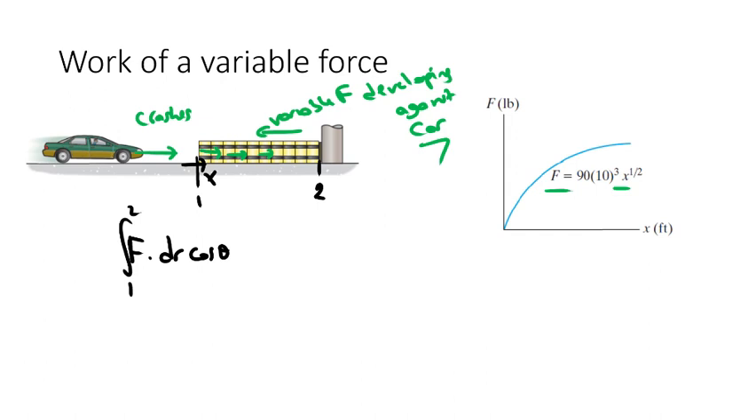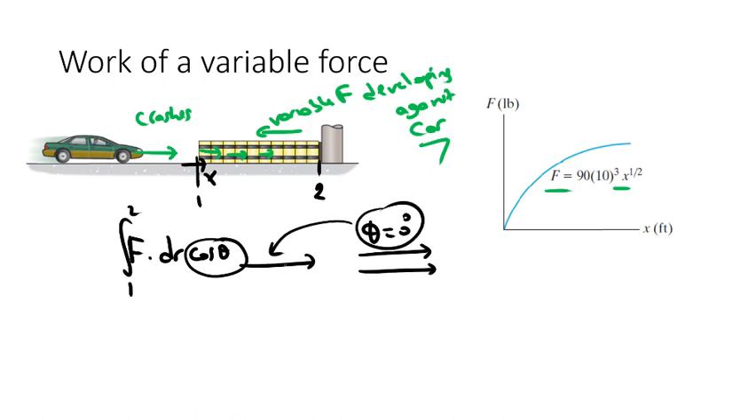Again you should notice the cosine theta. Just check it here: F is that way, you move this way, and theta is 0 degrees, and the cosine theta is 1. Therefore, you will just integrate this quantity, F dr. dr will be dx, and 1 will be x1, 2 will be x2. And this is the work of a variable force.